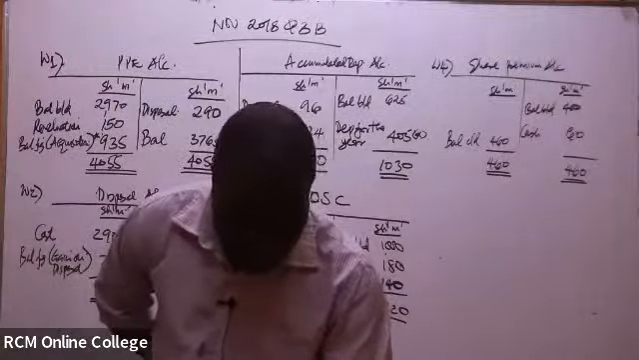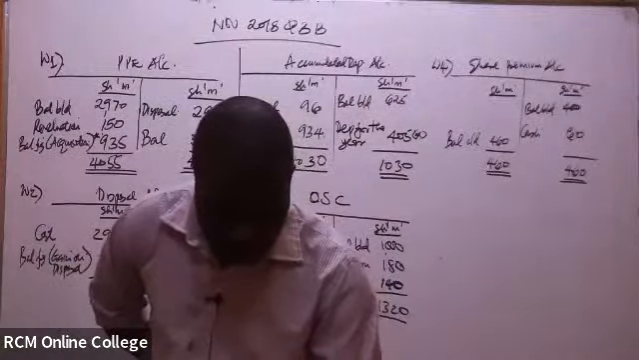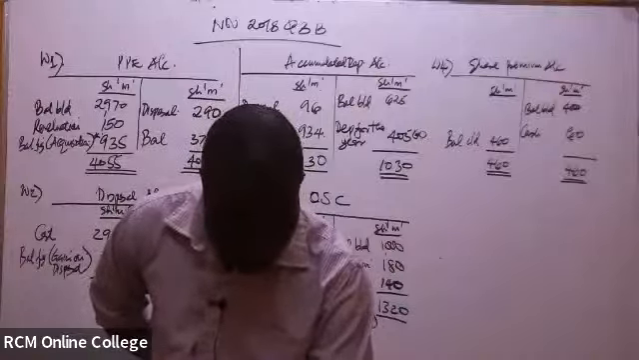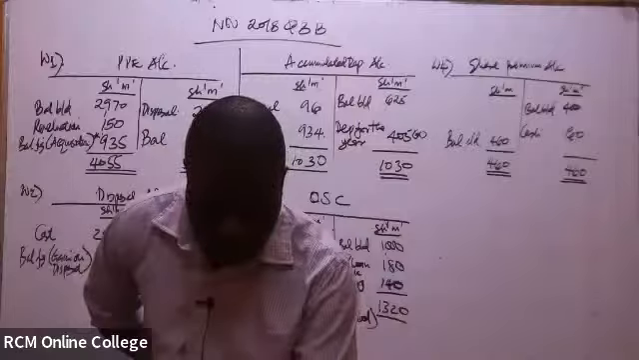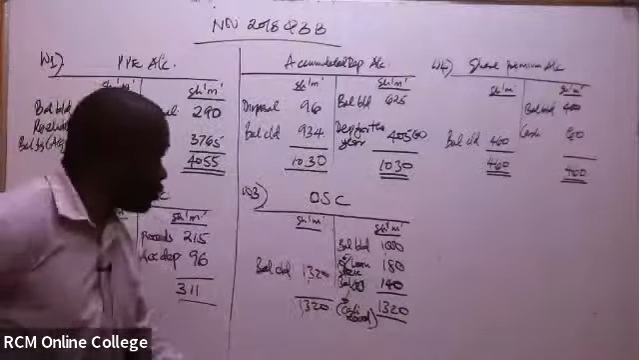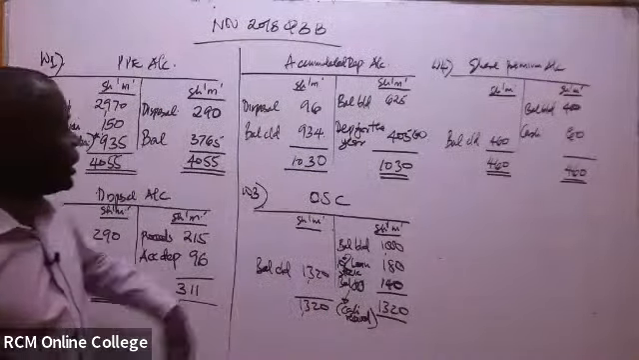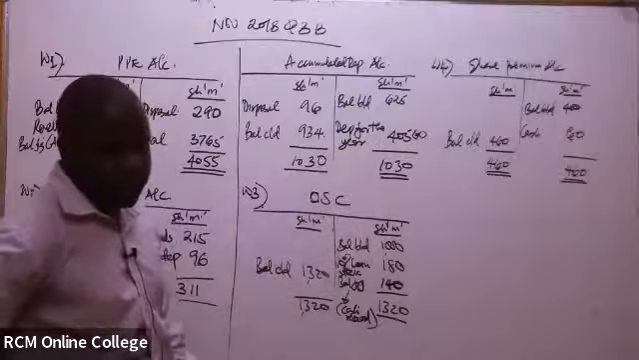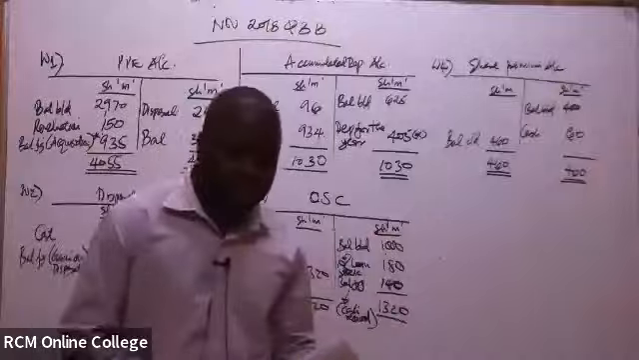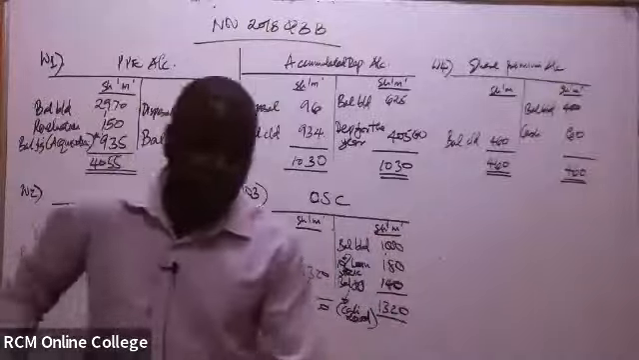Then under note number 3, you've been told impairment loss on goodwill and depreciation for the year ended 30th of September 2018 have been charged to the profit and loss account. Of course, you've already dealt with depreciation there. But now we have impairment. Impairment happens on goodwill.